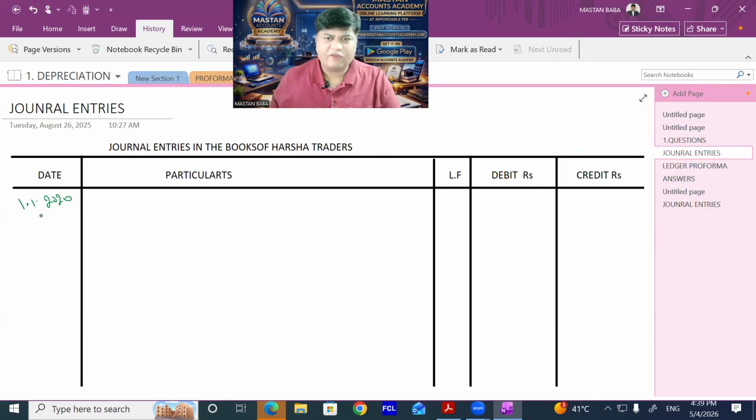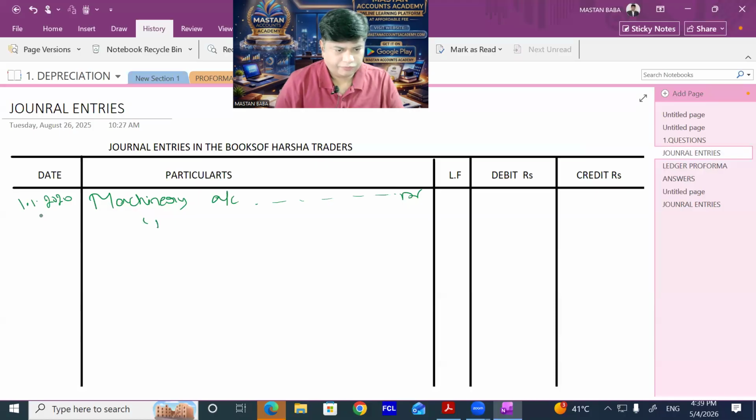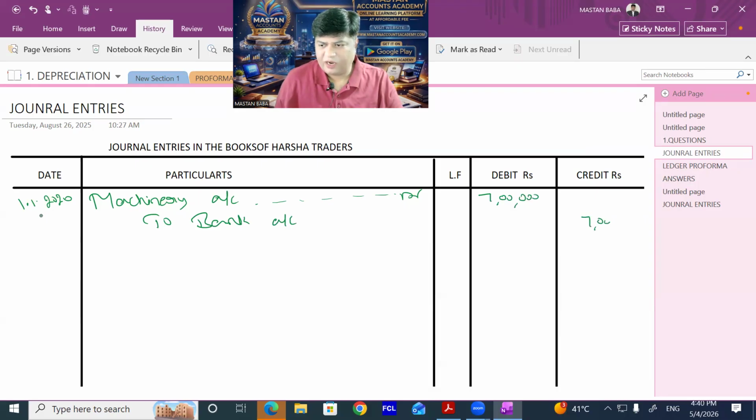So when an asset is purchased, what is the required entry? Concerned asset account debit to bank. So machinery is purchased, and the required entry is machinery account debit to bank account. The cost of the asset purchased is 7 lakhs. So debit with 7 lakhs and credit with 7 lakhs, dear students. Narration as usual: being machinery purchased. It's the beginning of the year.